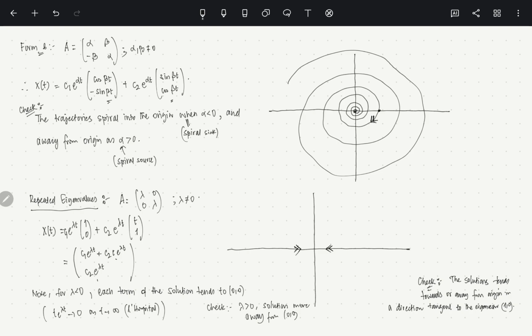Okay, so what is happening is this. The solution will look like this in this case. Sorry, my drawing is really bad, but similarly here also it will look like this. You see, moving in, moving away. So let me just do it for lambda negative. This is for the lambda negative case. This is all moving in towards the origin.